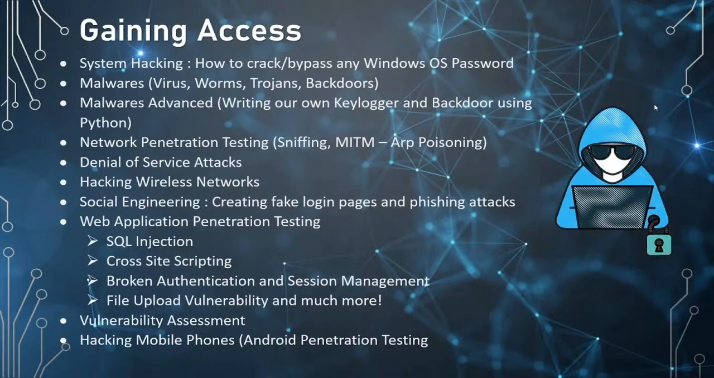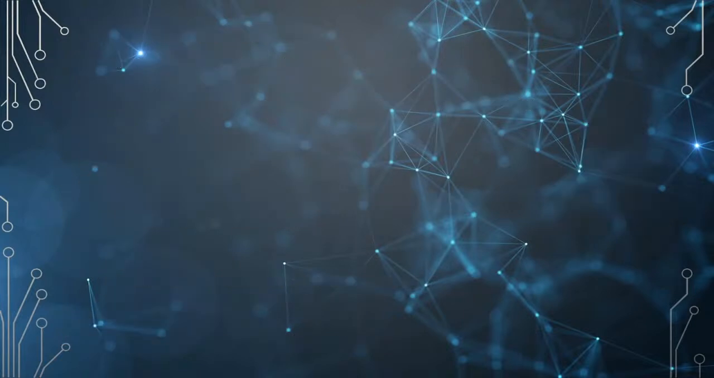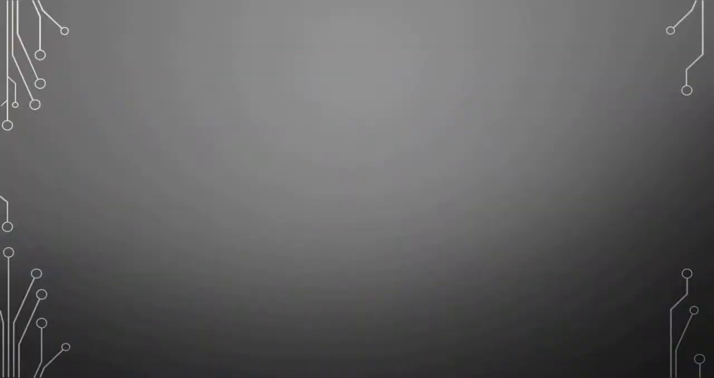Which one? Like before gaining access, you told about some gathering information. Like I understood that if there is a vulnerability in the system, hackers can easily hack that system. So I understood somehow.